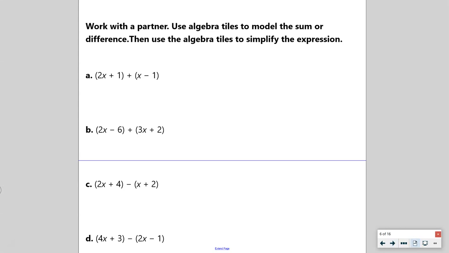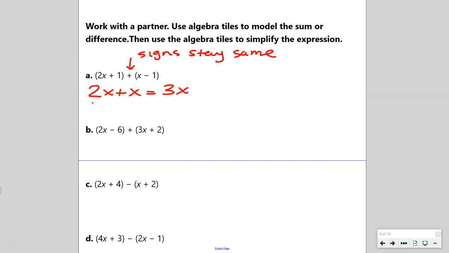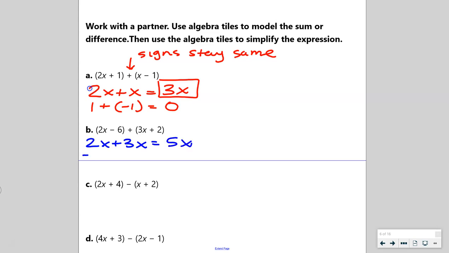All right, so when we're adding these, we're going to say 2x plus x, right? If it's a positive, the signs stay the same. Signs stay the same, right? When it's a negative, the signs change to their opposites. So we have 3x there, and we have a 1 plus a negative 1, which would equal 0. So our final answer is 3x. Again, 2x plus 3x, 5x, negative 6 plus 2, negative 4, together, 5x minus 4.